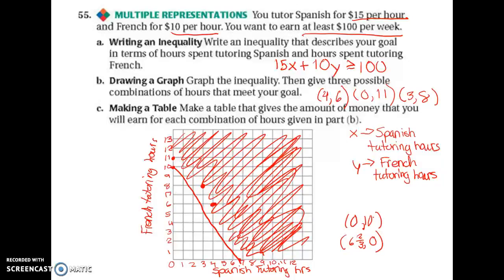The last thing that they wanted you to do was just make a table and give the amounts that you're going to get. So you could use these amounts if you wanted to, or you can use different ones. So with this table, they're looking for your Spanish tutoring hours. They're looking for your French tutoring hours. And then your total money that you earned.